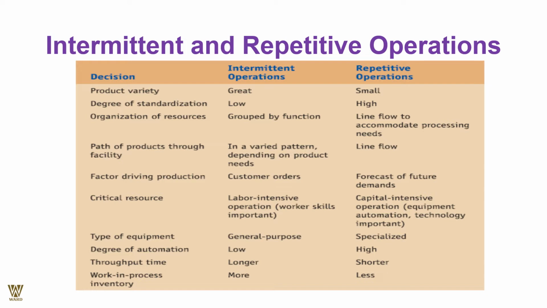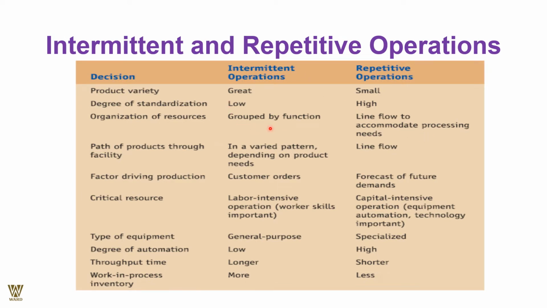So we are talking about intermittent and repetitive operation. What are they? Let us understand. I am just going to compare and vary their positions with respect to certain parameters mentioned in this decision. If there's a product variety, intermittent operation is great, but in repeated operation there probably cannot be a product variety. It is more or less standard. The degree of standardization in intermittent is absolutely low, but in repetitive it is very high because every product will become a standard product.